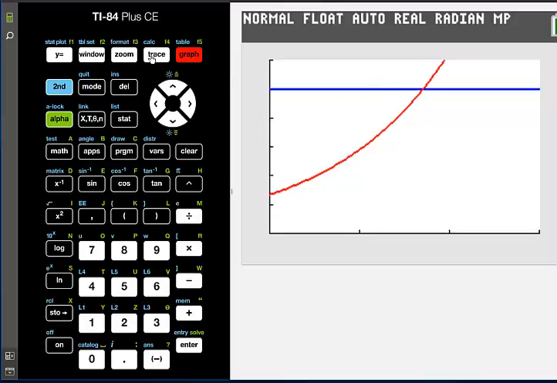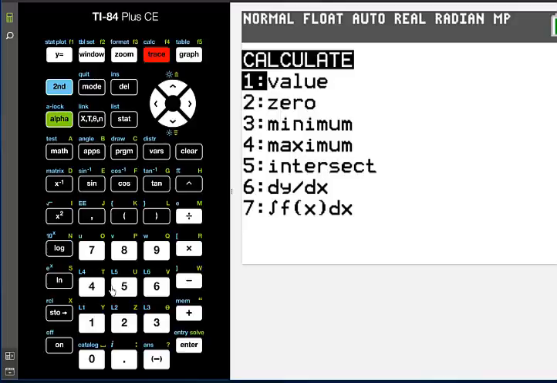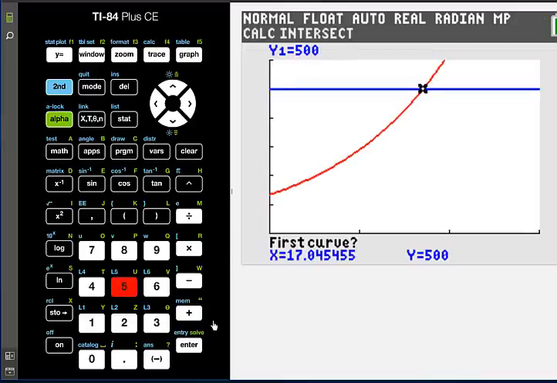Well, remember, we go to the Calc menu, second Calc, and we choose Intersect. And then we just hit enter 3 times. So 1 and 2 and 3. And once the screen says intersection, we know we have it. Of course, we already knew the y was going to come out to be 500. That was the point. What we're interested in here is the x value. 17 approximately, rounded to the nearest whole year. That would mean 17 years since our starting year of 2010.